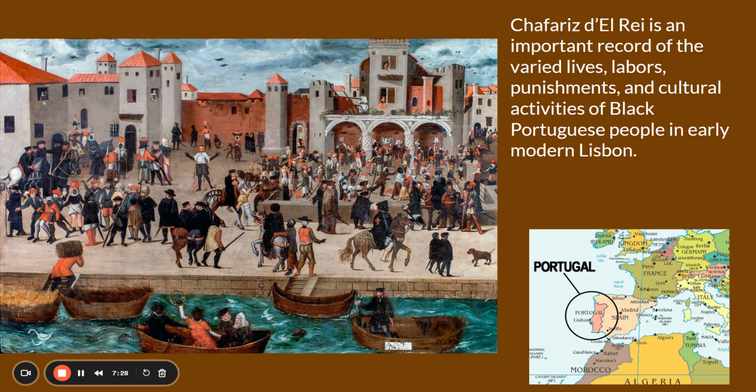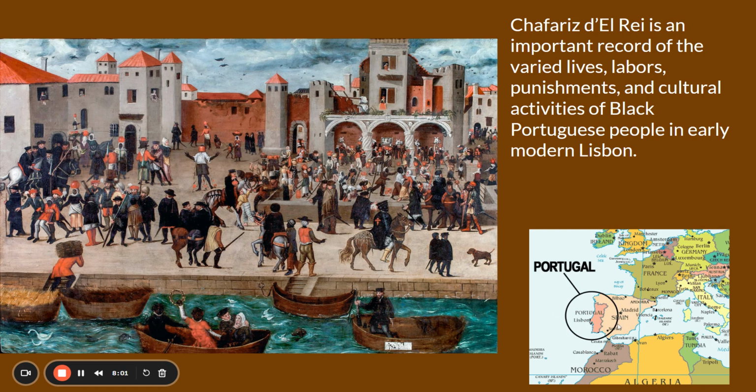It's a historical account that is recording the varied lives, the labors, the punishments, and the cultural activities, specifically of Black Portuguese people in early modern Lisbon. So let's just start with Lisbon. If you did not know, Lisbon is actually the capital of Portugal.